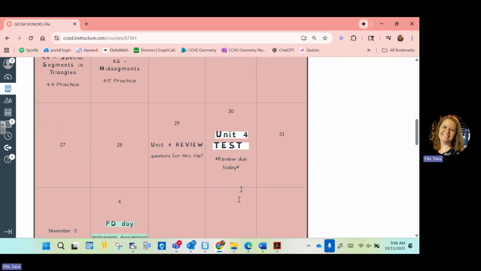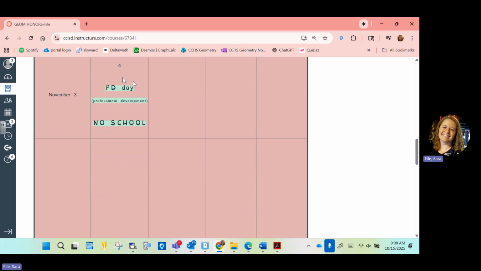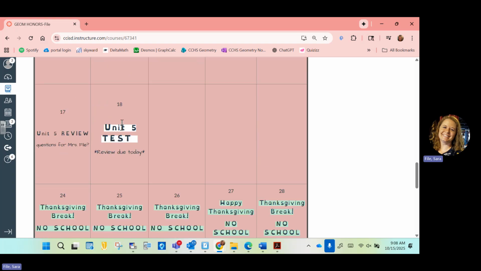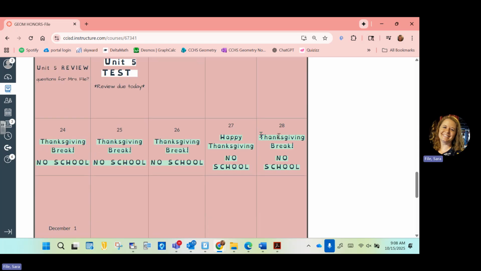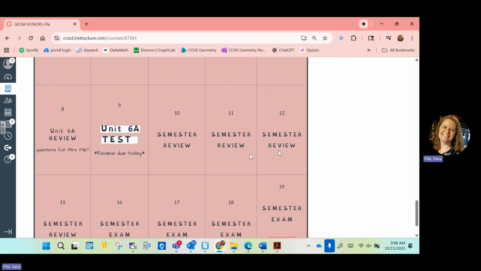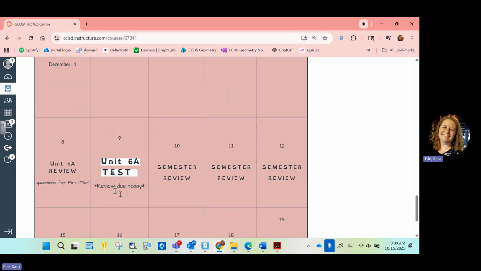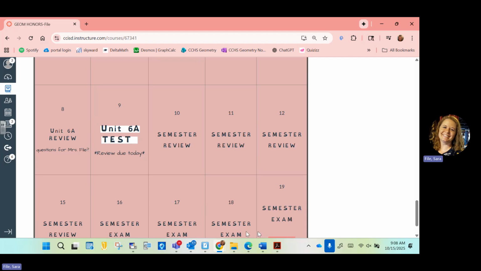I also put in that we've got a PD day. Y'all have November 4th off. Then I put in the tentative test dates for the whole 9 weeks. You can see the Unit 5 test should be right before Thanksgiving break. Then we'll come back and have Unit 6, but we only have 3 weeks before the semester ends, and we have a week of semester exams and semester review.